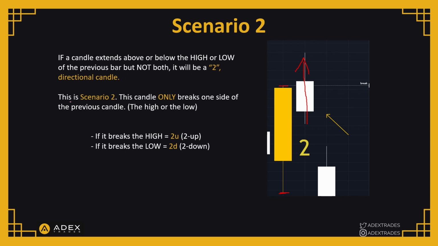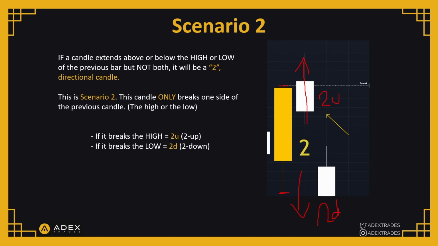Now, this is a scenario 2. This candle only breaks one side of the previous candle, the high or the low. If it breaks the high, this is a 2-up candle. If it breaks the low, it is a 2-down candle. Notice in this example, this current bar broke the high of the previous bar, so this would be considered a 2-up candle because it broke the high and it didn't break the low. If it had broken the low and not the high, it would be considered a 2-down candle.